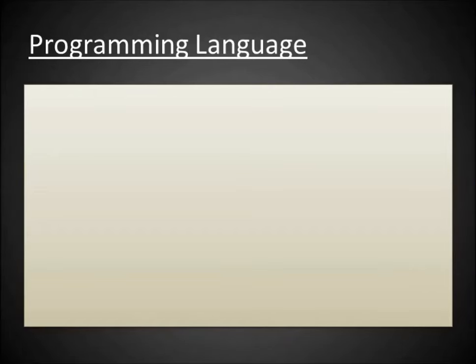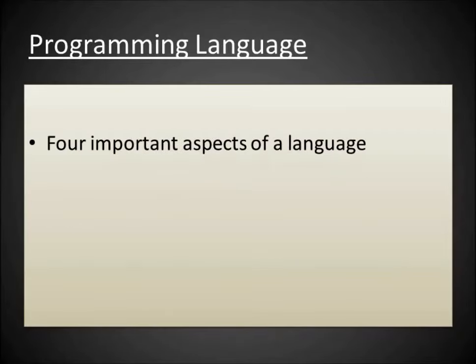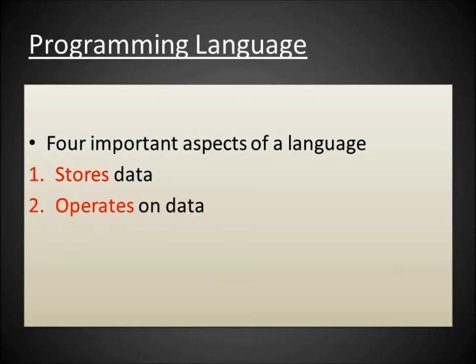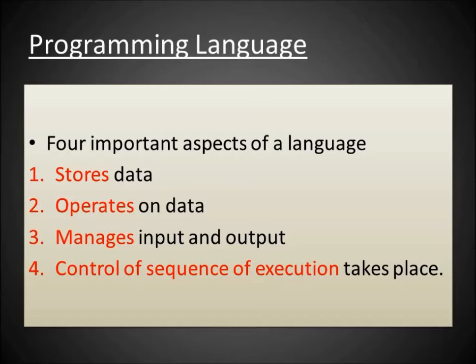So in a programming language, you have to learn four things. There are four important characteristics of a language. First one, the way it stores data. Second one, the way it operates on data. Third one, how it manages input and output. And the last one is how the control of the sequence of execution takes place. These are the things that you should clarify in a programming language.